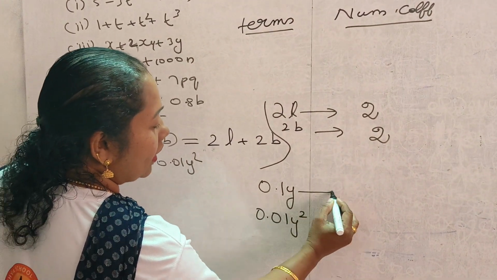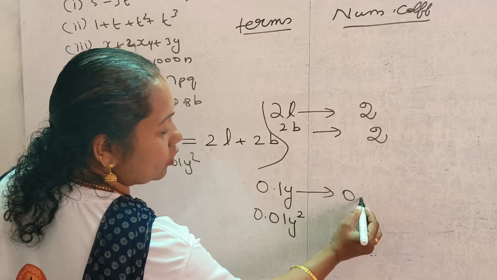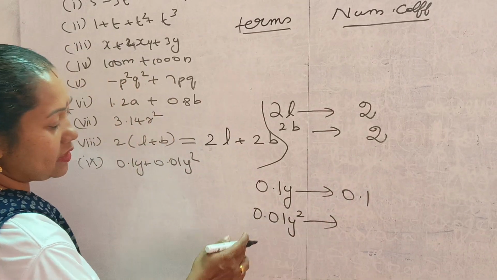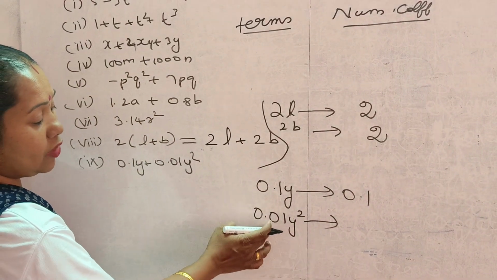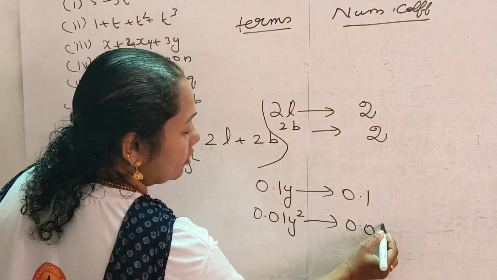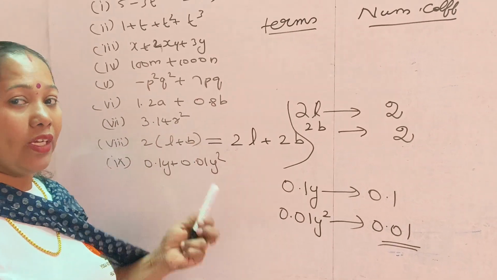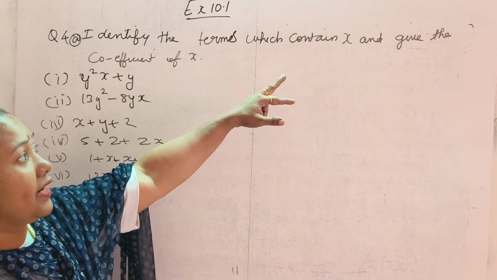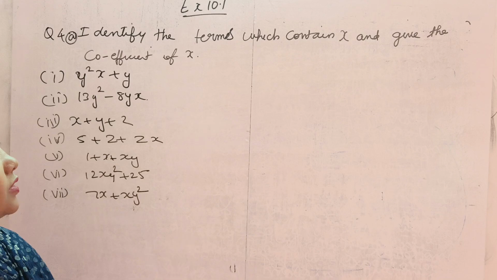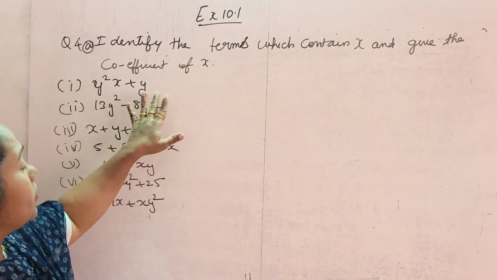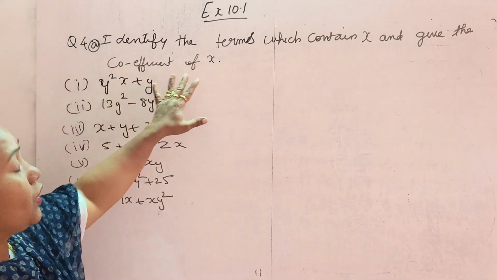0.01y squared. In this case, the numerical coefficient is 0.1 and in this case, the numerical coefficient is 0.01. In this way we have to find the numerical coefficients of all the terms. Identify the terms which contain x and give the coefficient of x. So we have to find the terms which have x and give the coefficient of x.